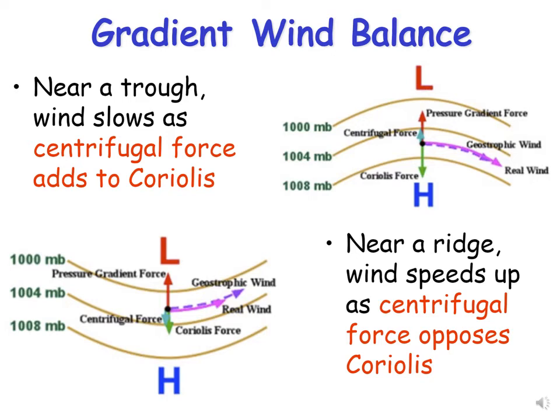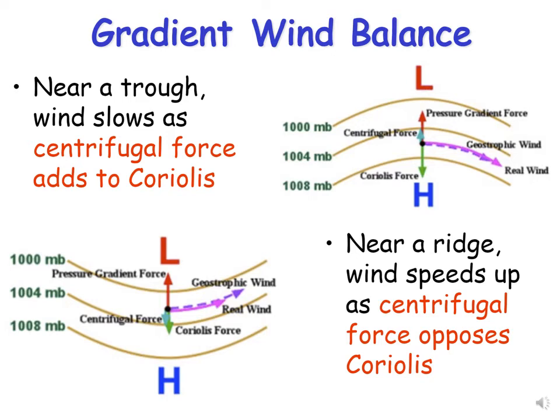And near a trough, so this is a low pressure zone, the wind slows down because the Coriolis force is combining with the centrifugal force to balance the pressure gradient force, and the wind speed doesn't have to be quite as strong for the Coriolis force. The Coriolis force doesn't have to be quite as strong, which means that the wind speed doesn't have to be quite as big.